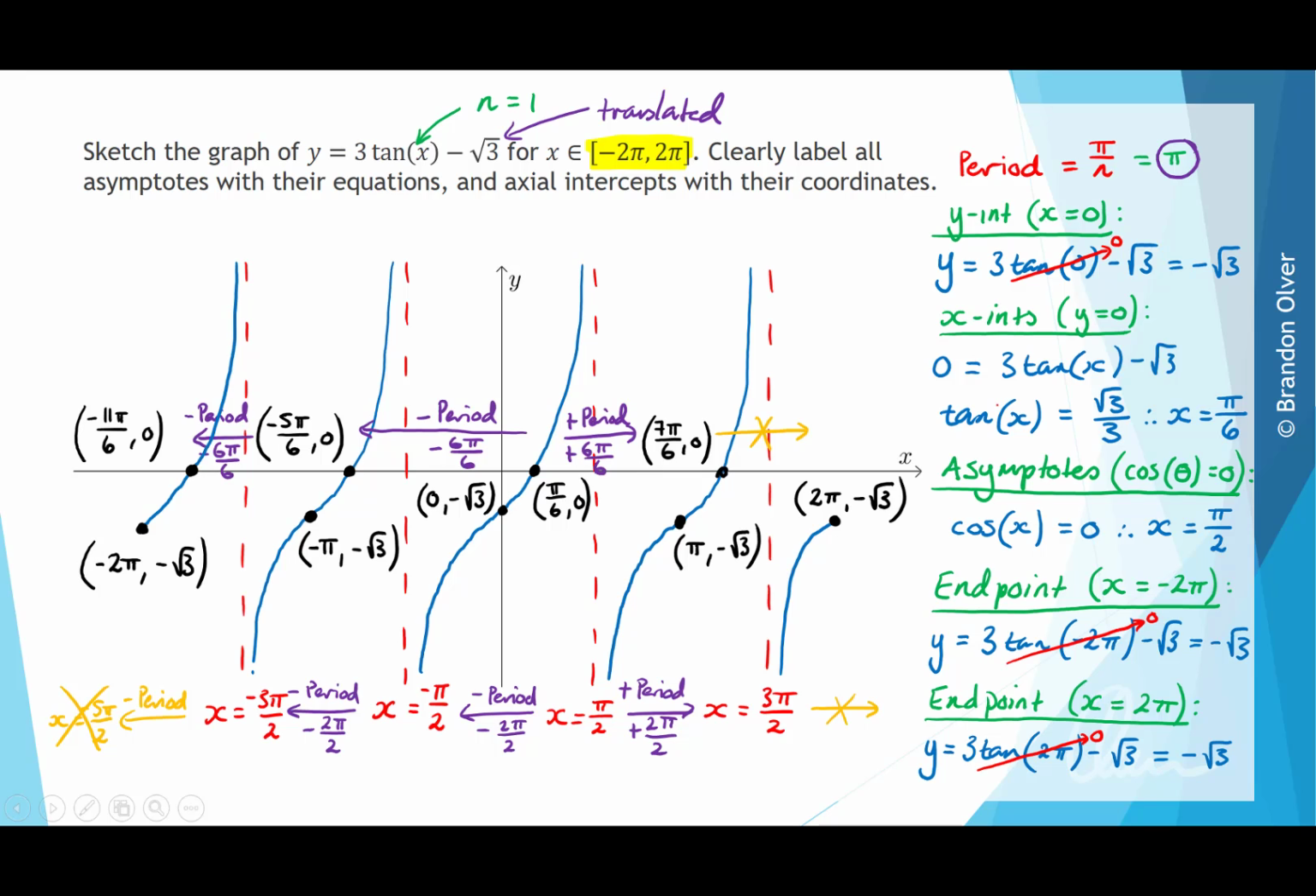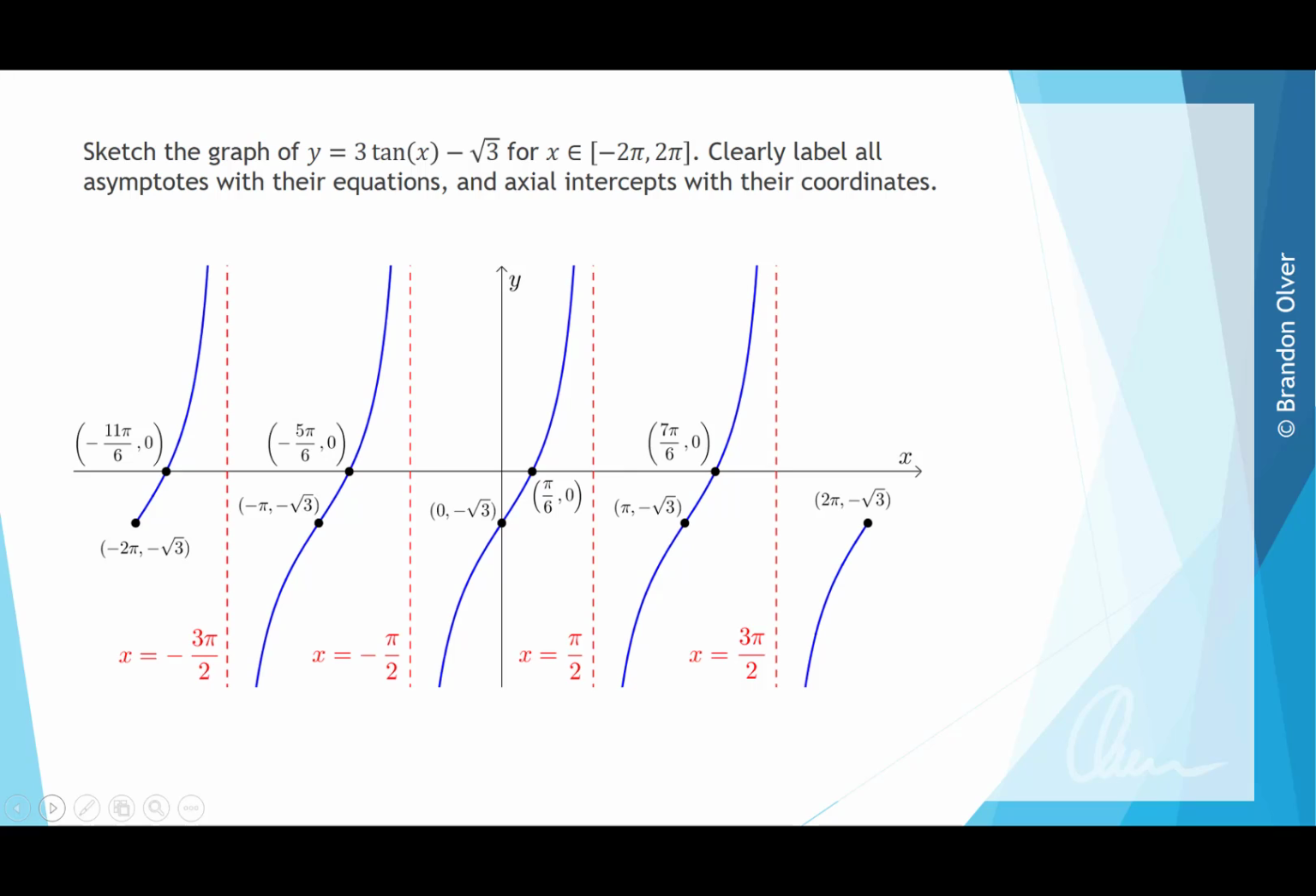However, it's a little bit messy to read. So what we've done is got a computer to generate the same graph and label all the key features for us, and you'll notice that all the key features have the same values as what we found on the previous slide. This is just a neater representation for you to consider.